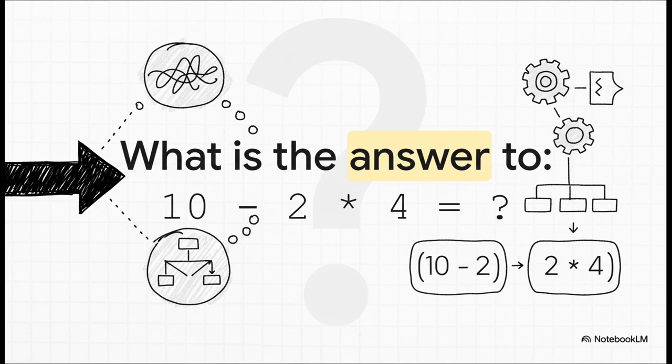Okay, quick pop quiz. Take a look at this problem on the screen. 10 minus 2 times 4. How would you solve that? Because depending on the order you do it in, you can get 2 totally different answers. So, which one is it?